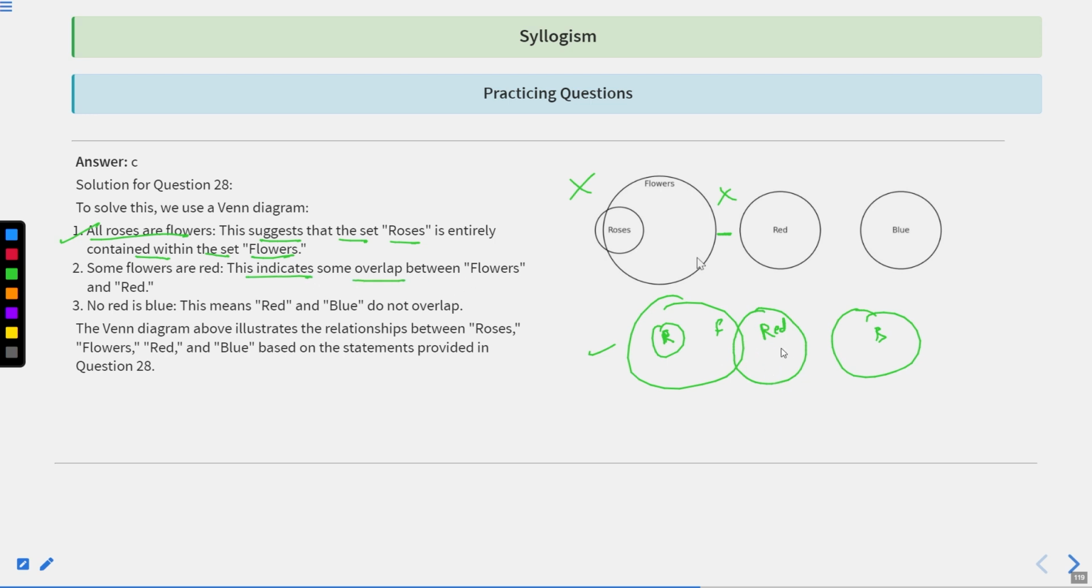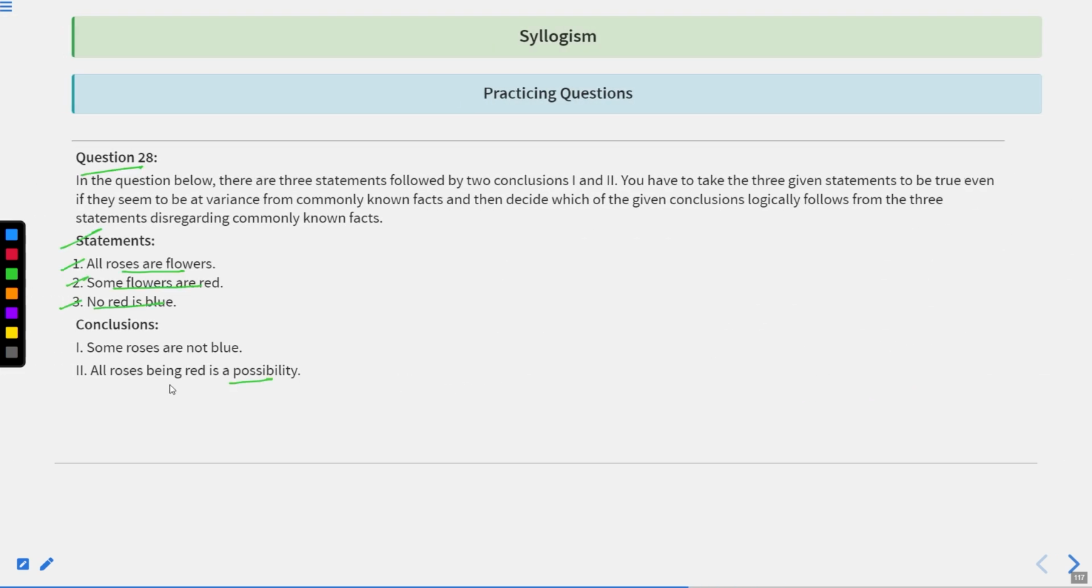Flowers and red are overlapping. 100% correct. No red is blue. There is no linkage between red and blue. So this is the correct representation of the statement that has been provided. Now, let's jump to the question.